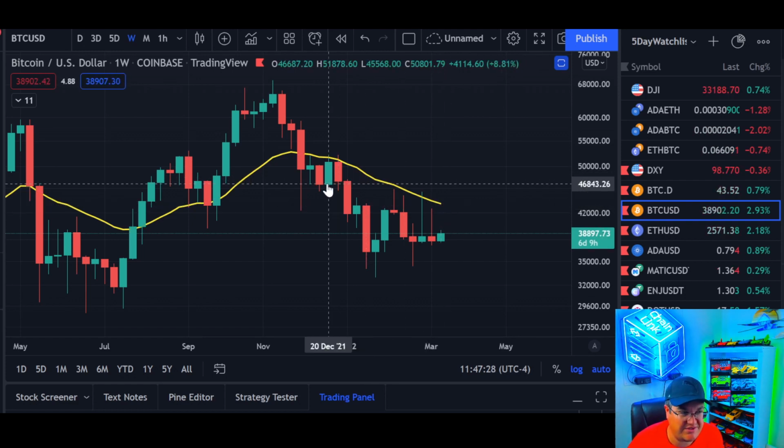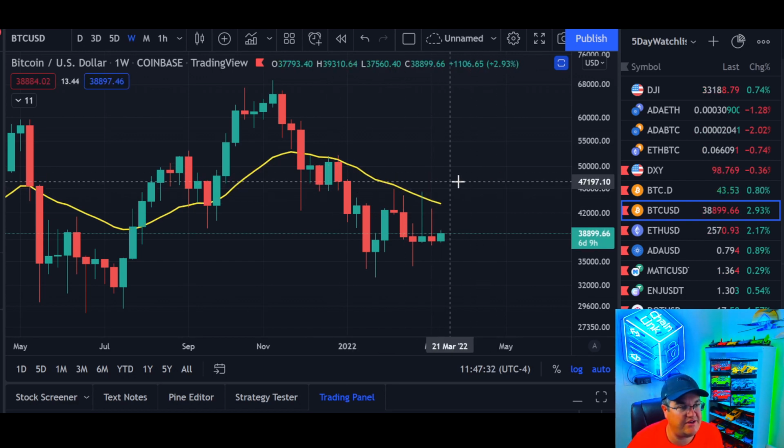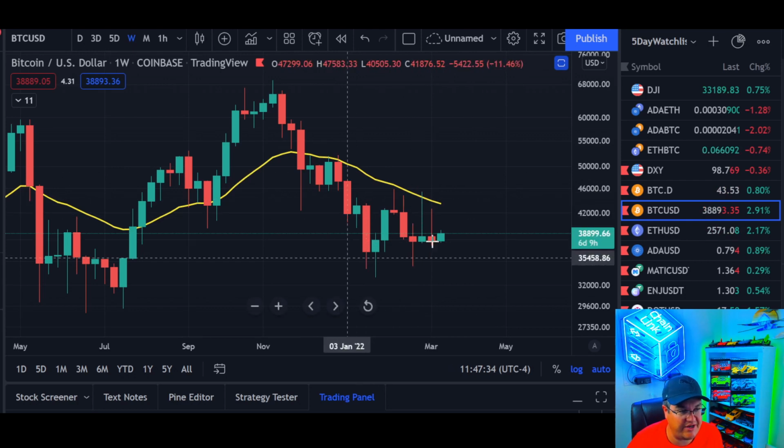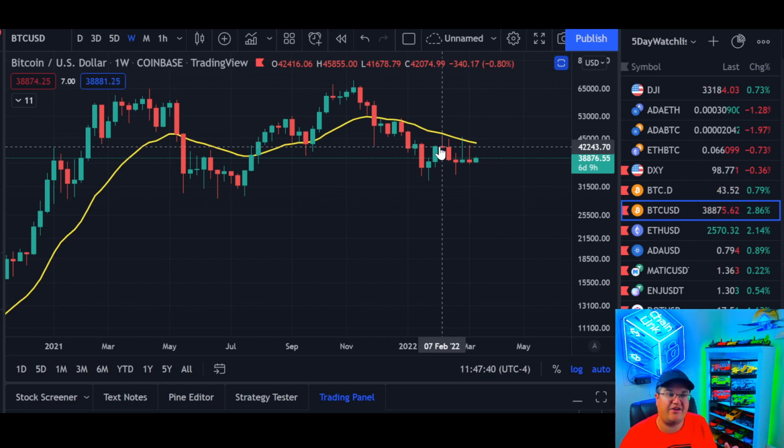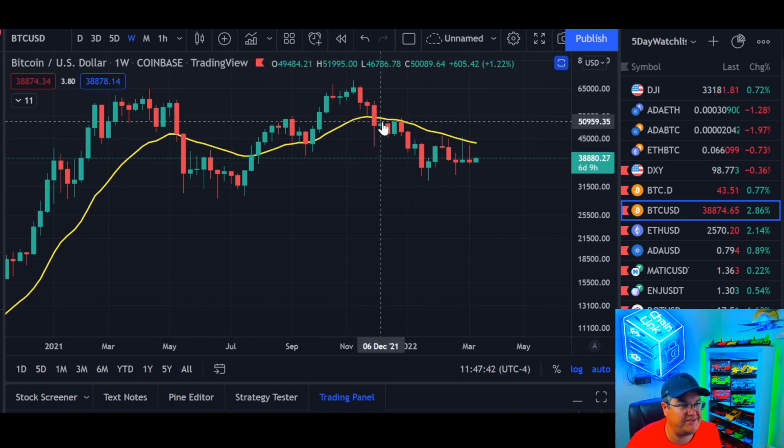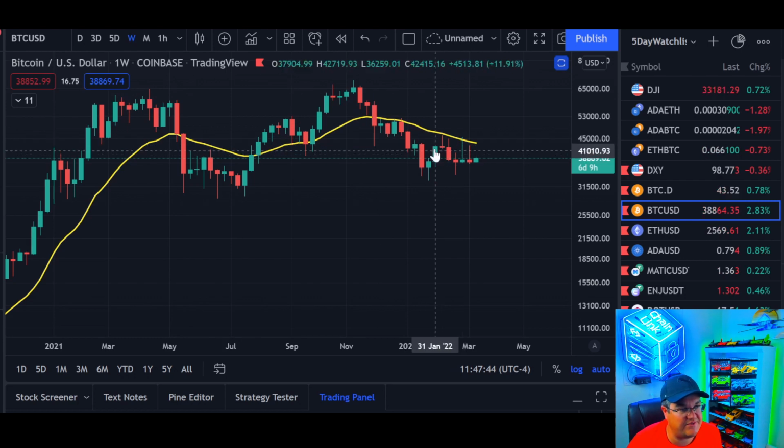Let's take 46, 47K out. That's a huge step. And then we could potentially be seeing the bulls getting ready to take off in a bigger way. We'd likely be at that point where the 100 and the 200 are crossing back the other way. Watch your moving averages, support and resistance levels.